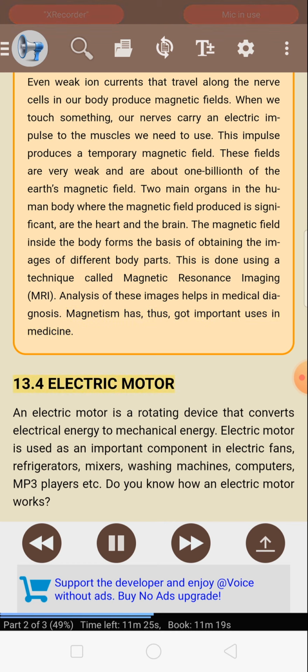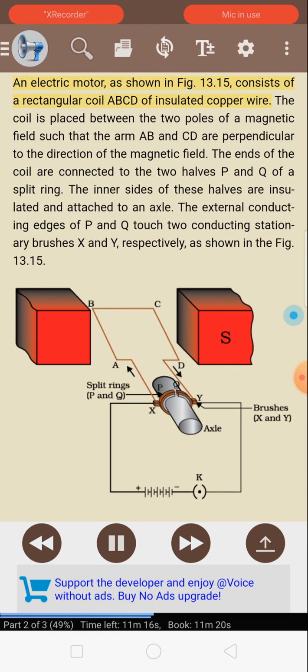13.4 Electric motor. An electric motor is a rotating device that converts electrical energy to mechanical energy. Electric motors are used as an important component in electric fans, refrigerators, mixers, washing machines, computers, MP3 players, etc. Do you know how an electric motor works? An electric motor, as shown in Figure 13.15, consists of a rectangular coil ABCD of insulated copper wire. The coil is placed between the two poles of a magnetic field such that the arms AB and CD are perpendicular to the direction of the magnetic field.